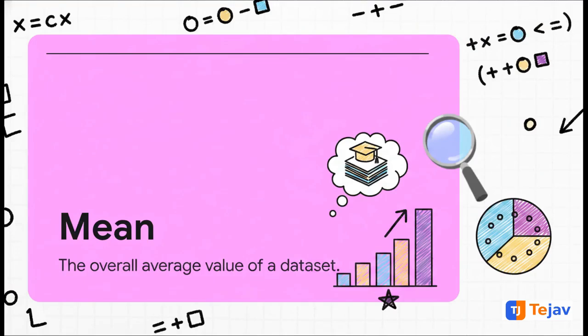Now, the mean is probably the most common statistical measure you'll ever encounter. Simply put, it's just the overall average value of a dataset. If a teacher wants to gauge the overall performance of a class on a recent math test, they don't sit there and analyze every single paper individually. Instead, they calculate the mean. It gives every single score an equal voice in the final number.